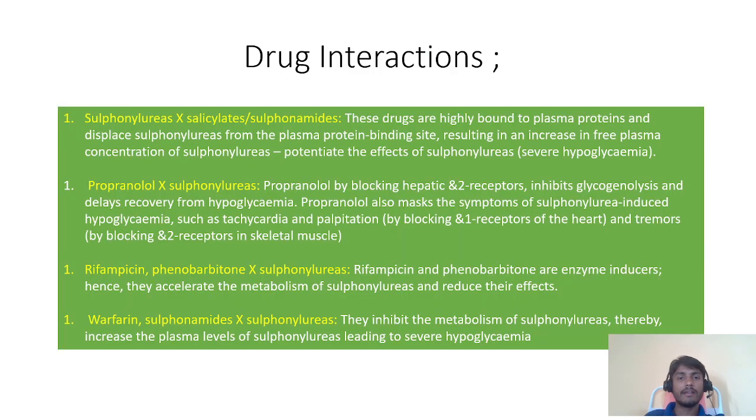Next, we can contraindicate sulfonylureas with salicylates or sulfonamides. Salicylates are NSAIDs. Sulfonamides are antibiotics. Okay, beta blocker drug. Sulfonylureas can be contraindicated with beta blocker, that is propranolol. Sulfonylureas may not be given with phenobarbital and rifampicin. Sulfonylureas may not be given with sulfonamide and warfarin.